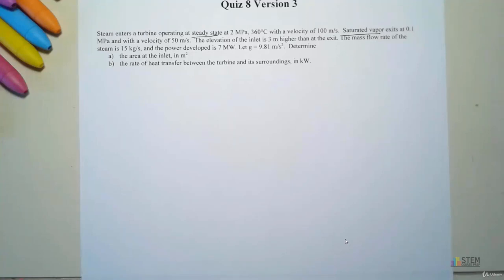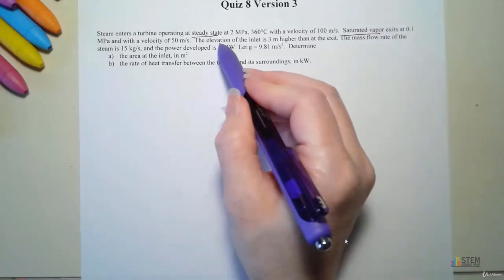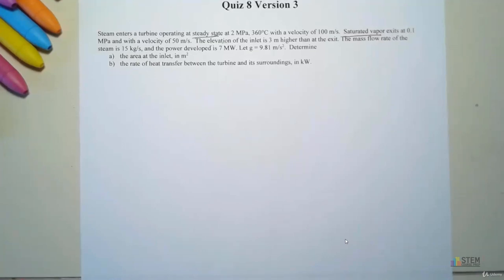Now the elevation of the inlet is 3 meters higher than at the exit. Now notice we have elevation here. We haven't really seen a problem like that in the examples so far. The mass flow rate of the steam is 15 kilograms per second, and the power developed is 7 megawatts. We're going to let g equal 9.81. We want to find the area at the inlet, and we want to find the rate of heat transfer between the turbine and its surroundings. So that's what we got.